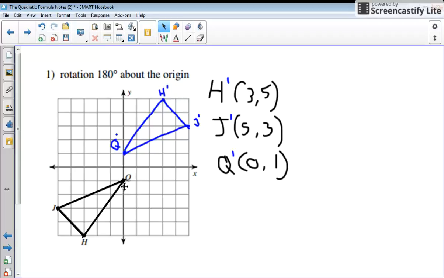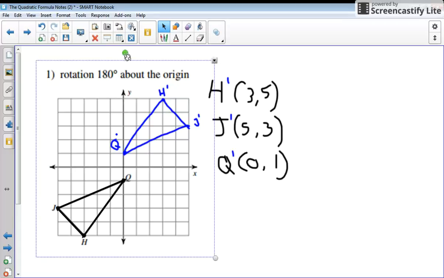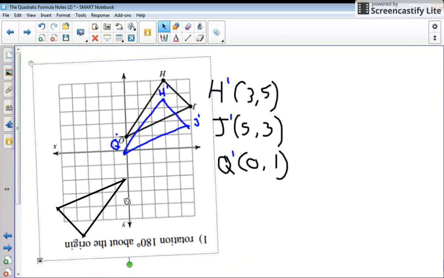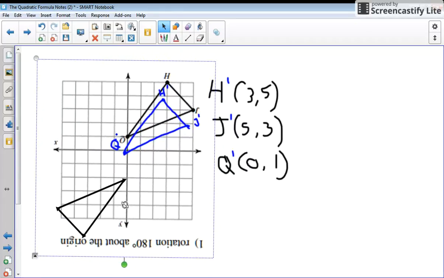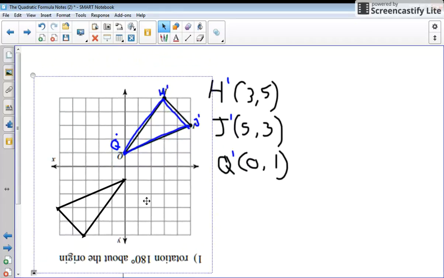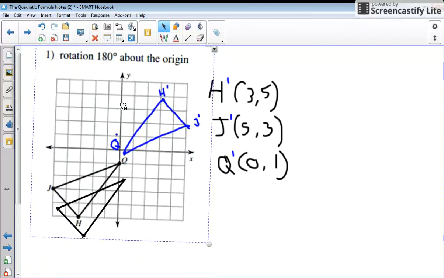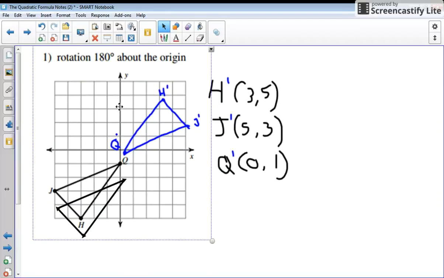You've already rotated it. So there's the pre-image, there's the image, you've rotated it 180 degrees. I can confirm that by re-rotating, and it should fall right there. Unfortunately, the center of rotation of this figure doesn't quite fall there, but it's pretty close.